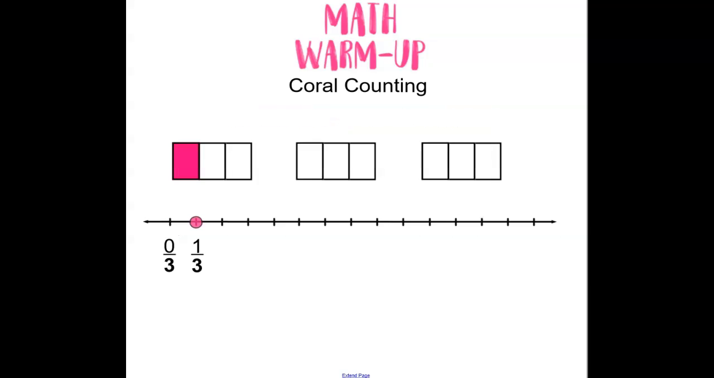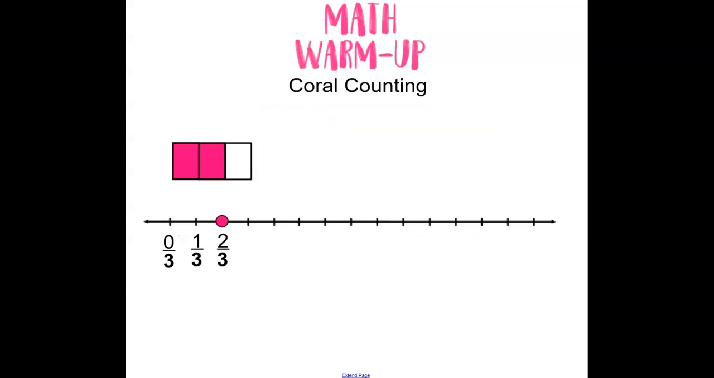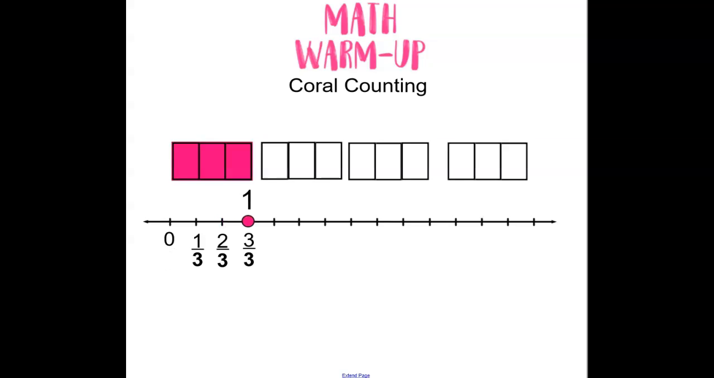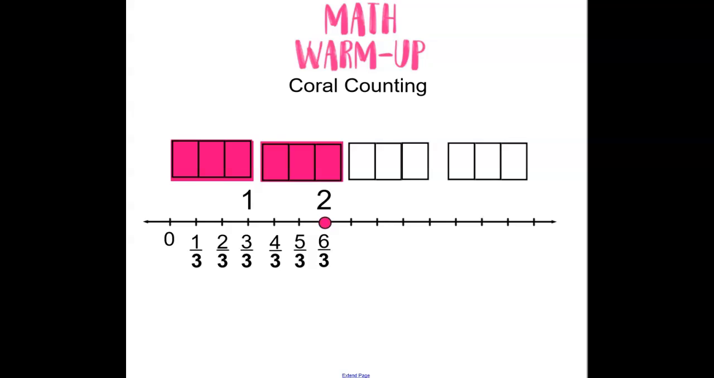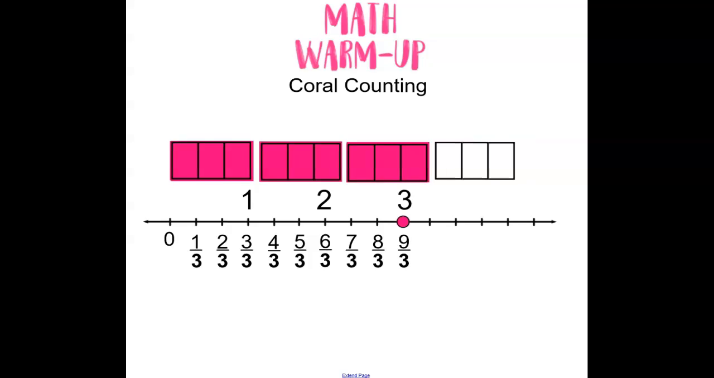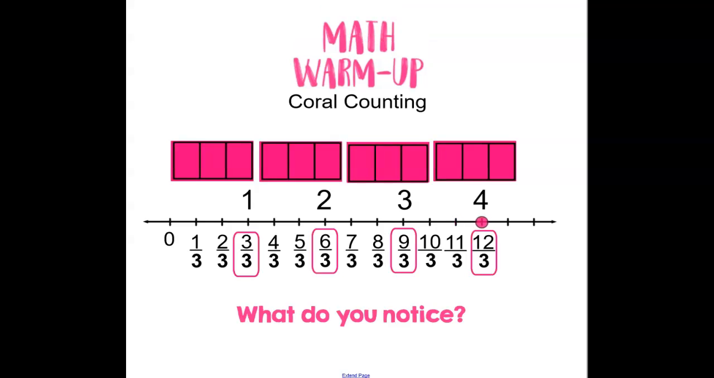1 1/3, 2 1/3, 3 1/3, 4 1/3, 5 1/3, 6 1/3, 7 1/3, 8 1/3, 9 1/3, 10 1/3, 11 1/3, 12 1/3. What do you notice as we look at this page? What do you notice about another name for 3/3, 6/3, 9/3, and 12/3?